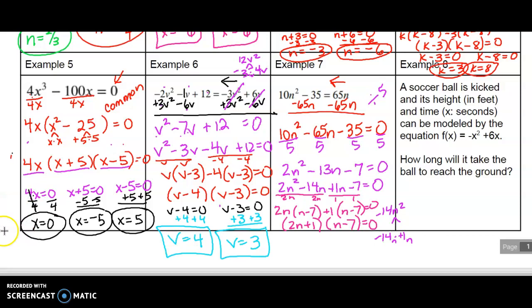So then we're going to take each of those and set them equal to 0. So we'll add 7. We'll subtract 1. And then divide by 2.